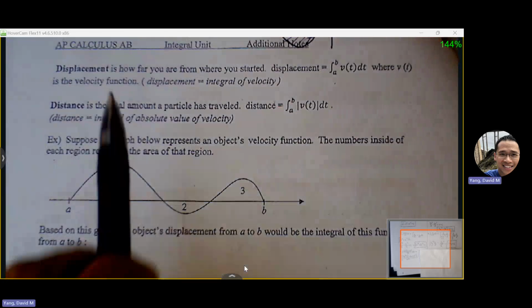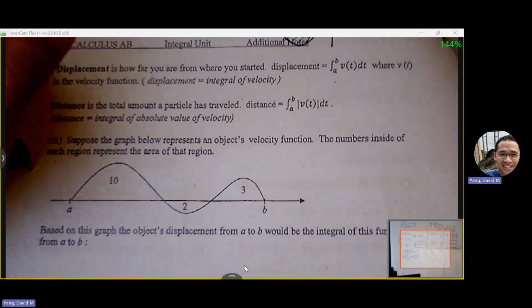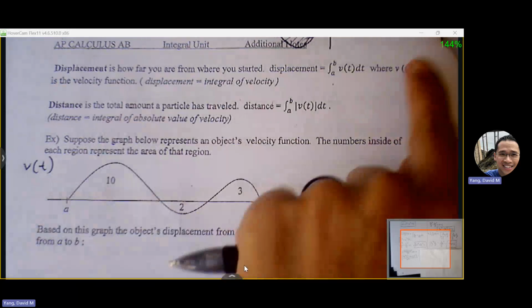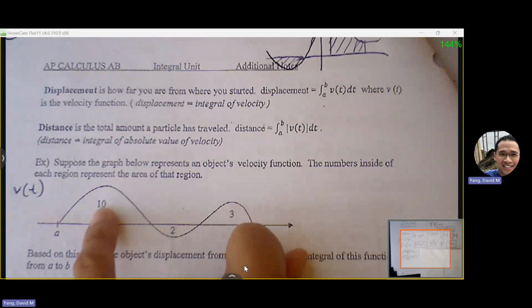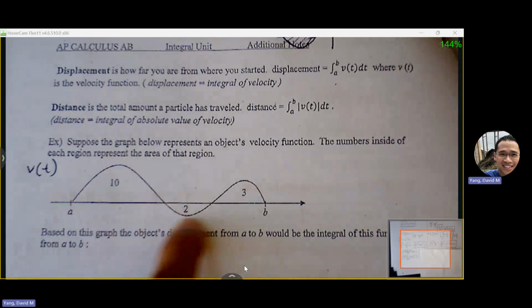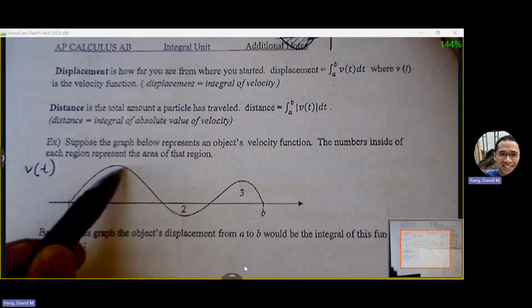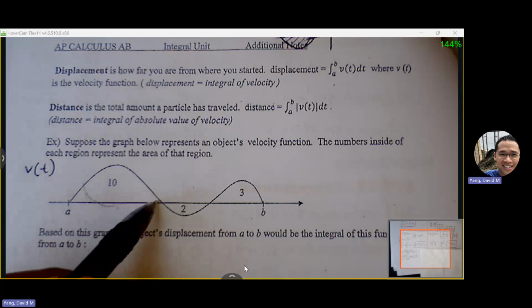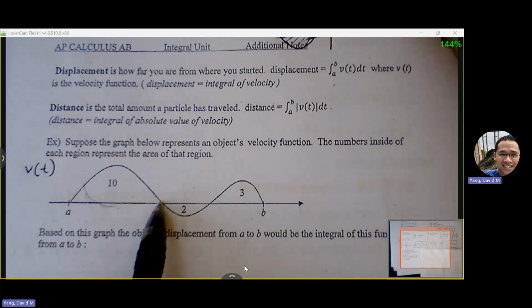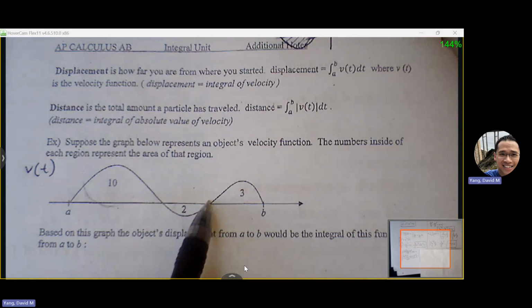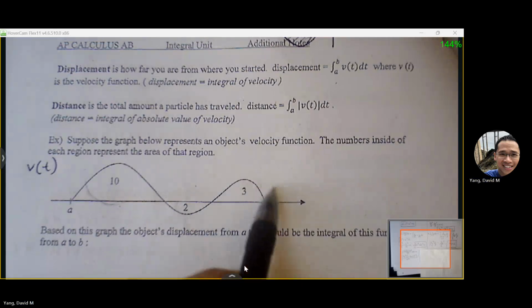All right, so example here. Suppose the graph represents the object's velocity function. The number inside represents the area of that region. And we know the area represents displacement, how much he's traveled in what direction. Here, a to b is your time interval. So what does that 10 tell us? Yeah, 10 units to the right. Then it travels 2, stops, turns around, and travels 2 to the left. Then it stops and travels 3 to the right.